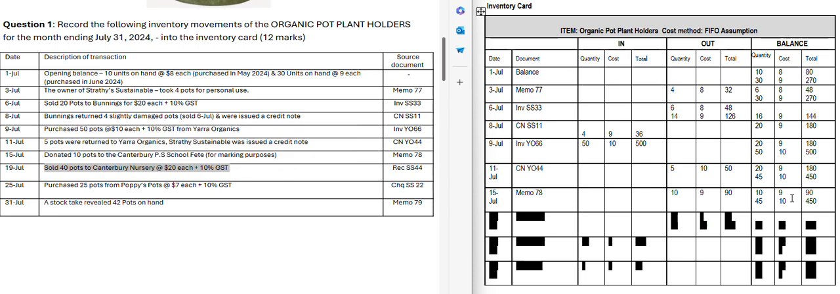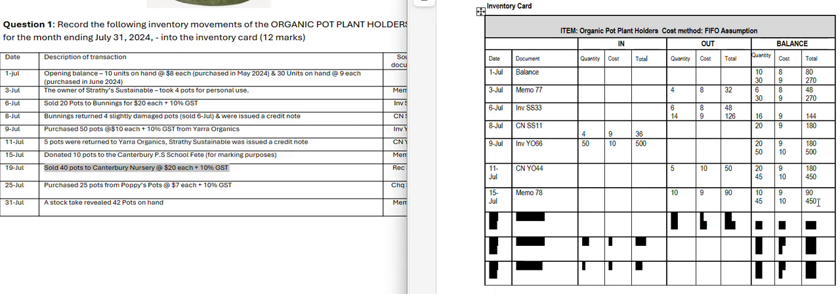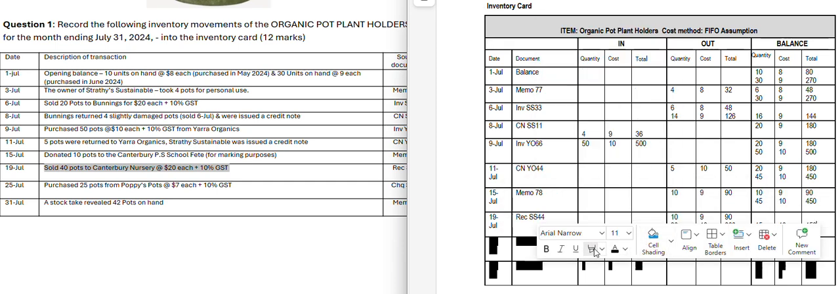pile. So look at your balance here. We've got 10 old ones at $9 each. We're going to use all of those. And we're going to need to take out another 30 from the new pile of 10 so that we end up with those 40 pots sold. So let's have a look at what that looks like in our card.